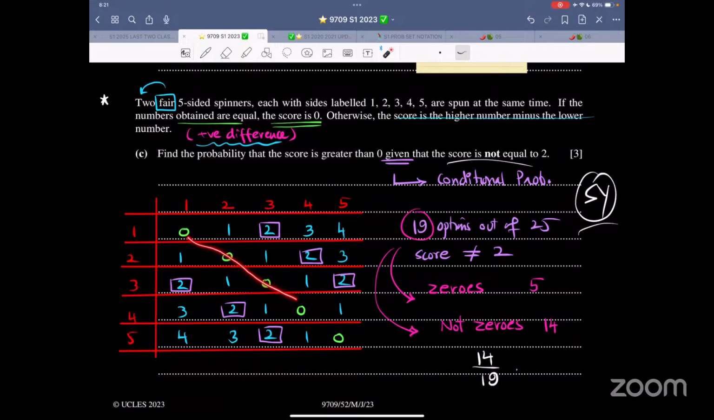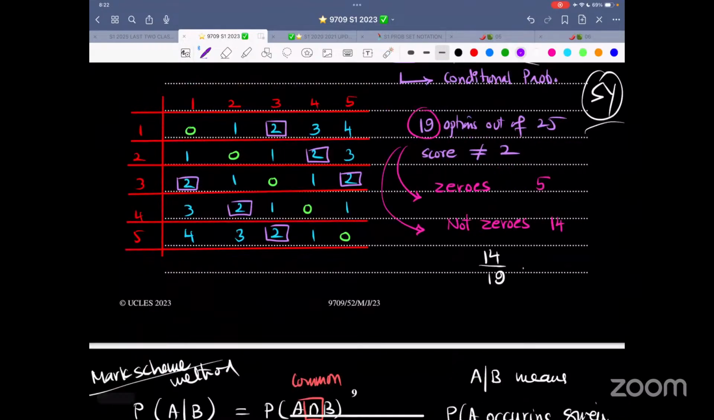So there are 5 zeros. And then the positive difference, you see all these numbers. So there is no rocket science in this. Now it says given the score is not equal to 2. So 1, 2, 3, 4, 5, 6. Probability of 2 is 6 out of 25. Probability of not 2 is 19 out of 25. So let me write over here, white color. Probability of 2 is 6 out of 25. Probability of 2 complement, that is 19 out of 25.